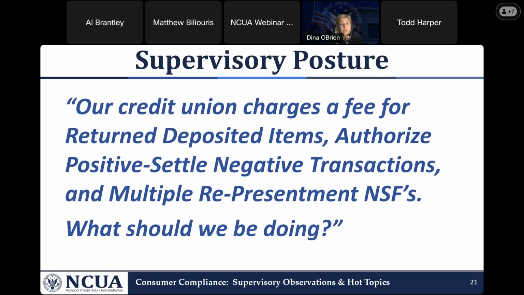A third question we heard was, our credit union charges a fee for returned deposit items, authorize positive settle negative transactions, and multiple representment NSFs. What should we be doing? Overdraft fees assessed by credit unions on transactions that members would not reasonably anticipate are likely unfair. And the failure to disclose material information to members about representment and fee practices has the potential to mislead reasonable members, which is considered deceptive under UDAP.